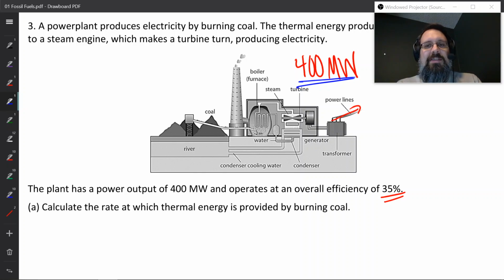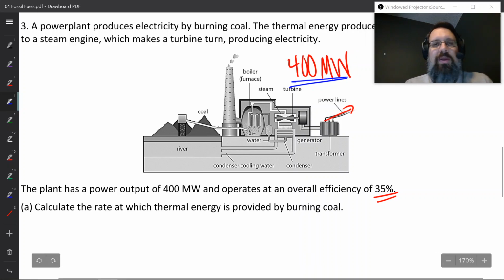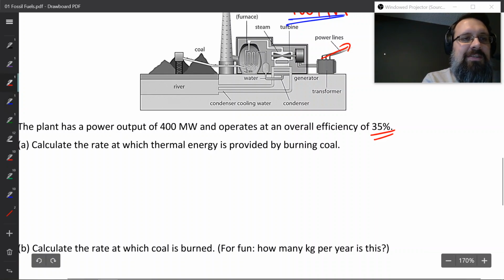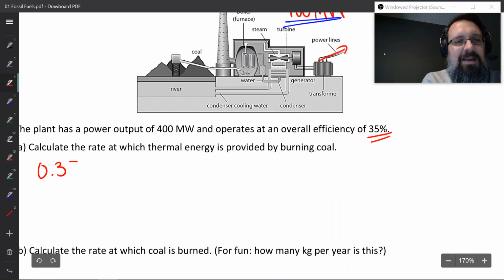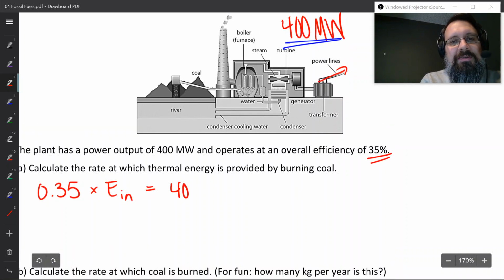If 400 megawatts is the output of 35% of what we're putting in, if that's what's coming out, then we need to figure out what's going in. So what we're thinking of is 35% of the energy that we put in is 400 megawatts, is the way that we're thinking about it.